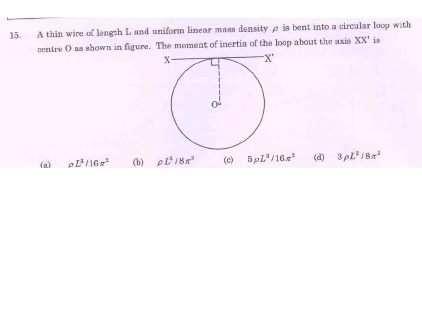A thin wire of length L and uniform linear mass density rho is bent into a circle with center O as shown in figure. The moment of inertia of the loop about axis x dash. Moment of inertia we have to calculate about this axis x dash. So given L equal to 2 pi r, thin wire of length L and its area of cross section is negligible. It's thin, so it's negligible.